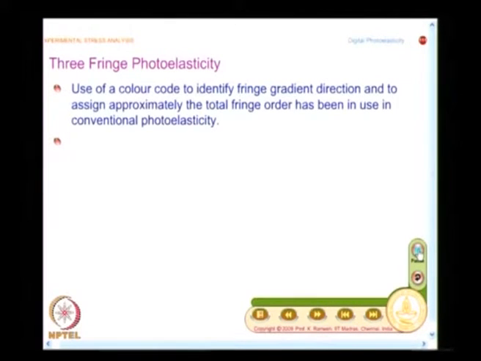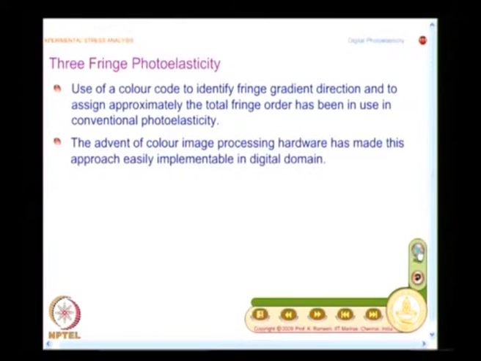We have seen in conventional photoelasticity, the color code is used to identify the fringe gradient direction and also to assign the total fringe order approximately. This has been the focus in conventional photoelasticity. With the advent of color image processing hardware, this approach is easily implementable in digital domain, where I can get the fringe orders accurately.